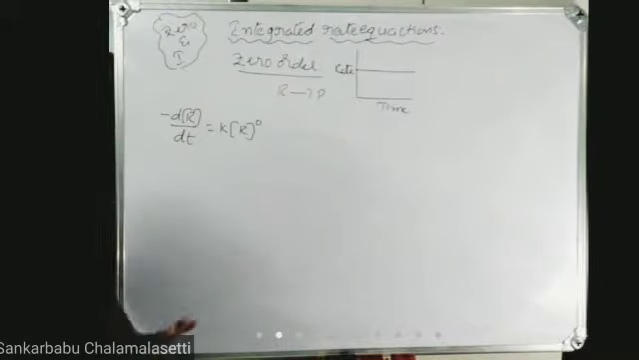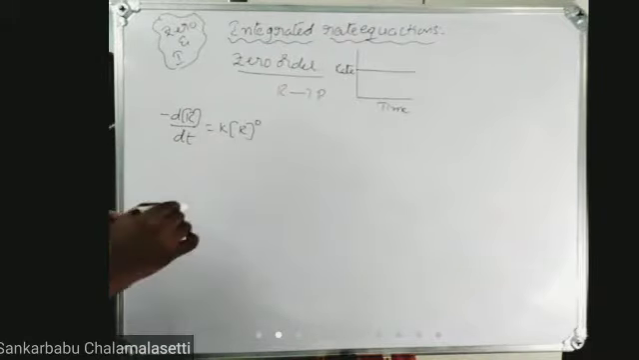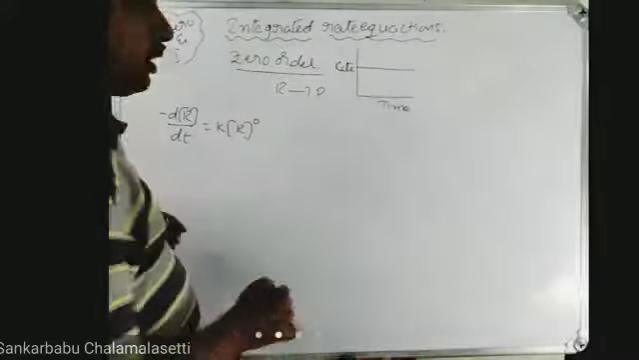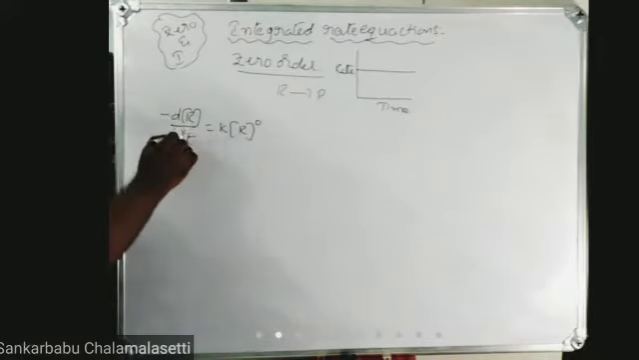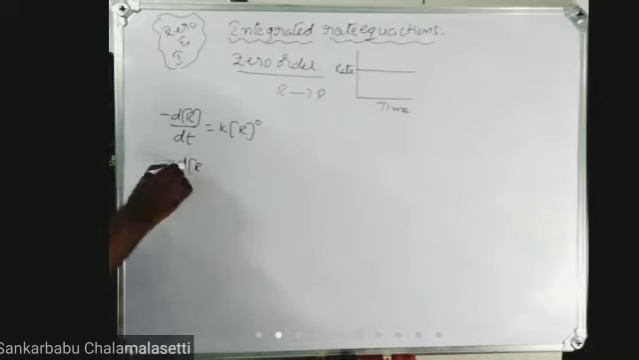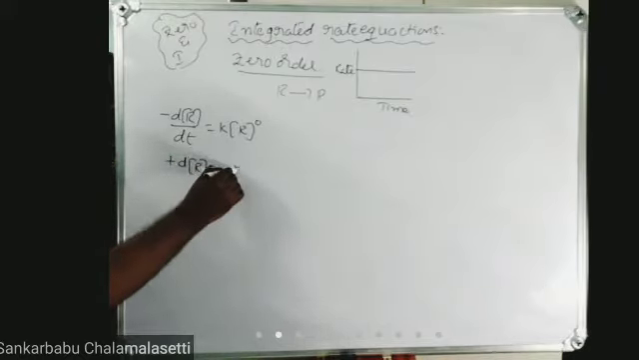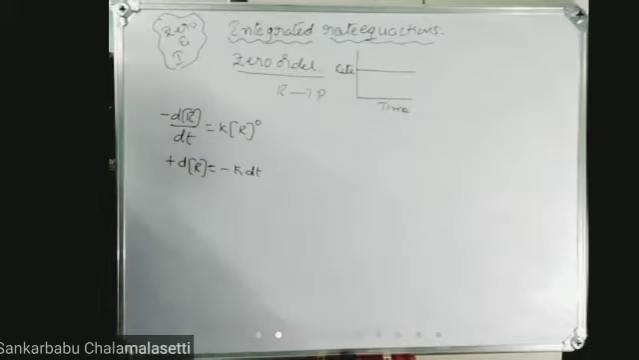That is one of the graphs, because these graphs are very important. Next, some other graphs will come. Let us see. Now, in this case, minus dR by dt is equal to k into R to the power 0. From this, we can write dR is equal to minus k into dt, taking the minus to the other side. Now, this equation is integrated on both sides.